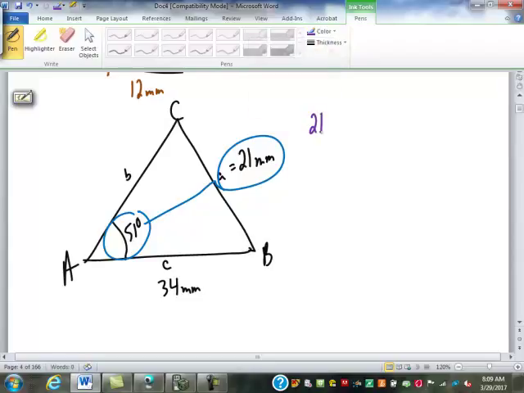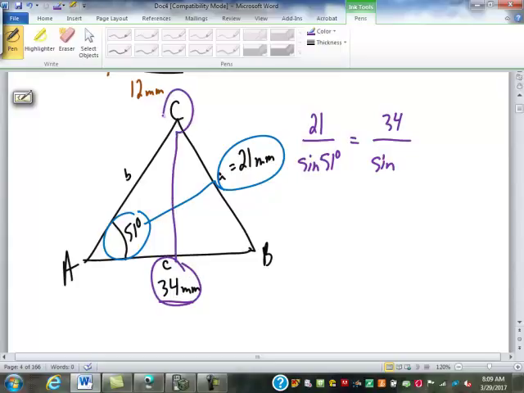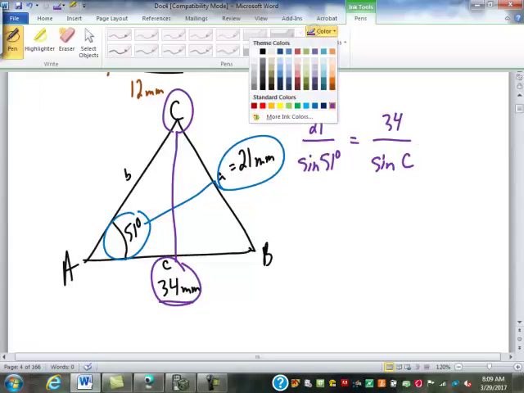We have the 21 millimeters over the sine of 51 degrees. Now the only other piece of information we have is the 34 millimeters. That's a side. So 34 goes on top. The sine of which angle goes on bottom here? What angle is across from or opposite the 34? Angle C. So that's the sine of angle C. Now there's going to be an extra step involved here because now we're not looking for a missing side, we're looking for a missing angle.